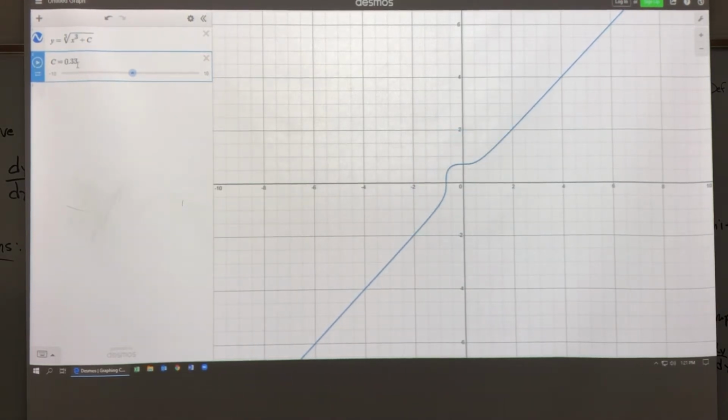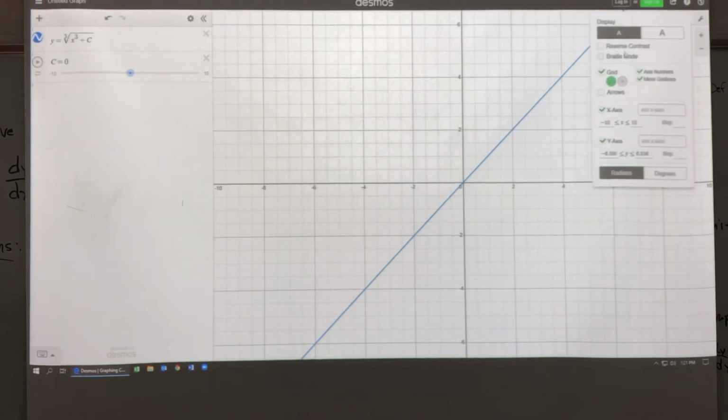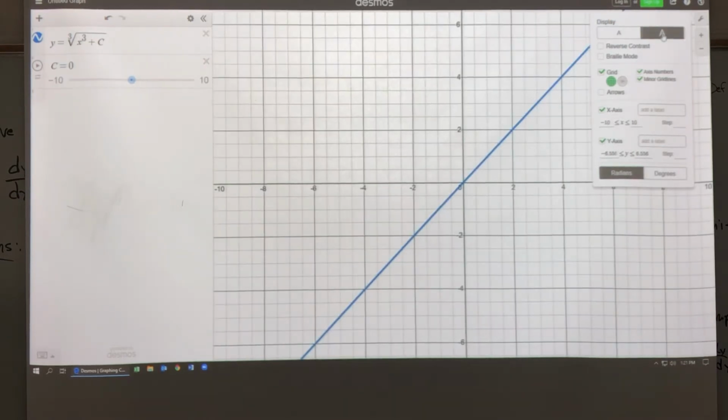So here's when the value of c is 0.33. If the value of c is 0, then we get y equals the cube root of x cubed, but the cube root of x cubed is just x, so we get y equals x, and that's why we have that diagonal line. Let's do that to make it a little bit easier to see.